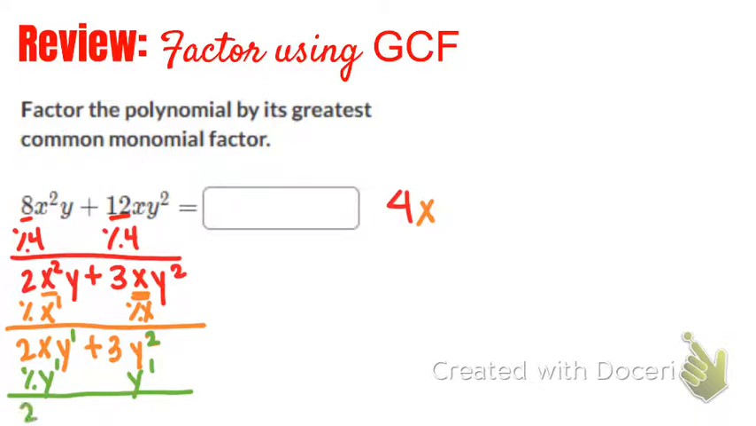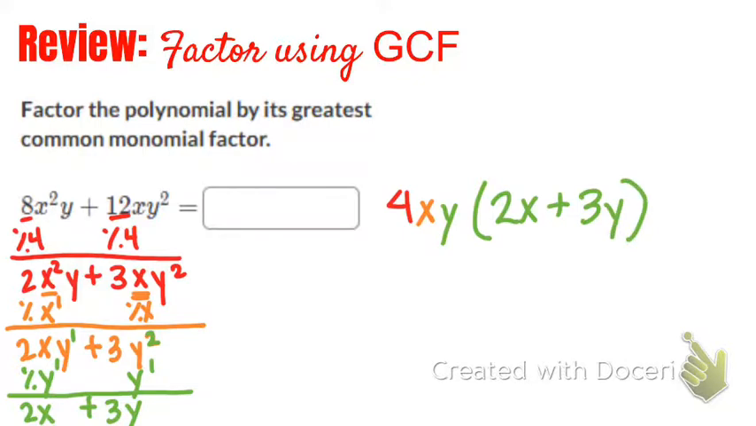So here I'm left with 2x, and then y divided by y is just 1. So I'm not going to put that because 2x times 1 is just 2x. And then here I have 3. Y squared divided by y to the first. Remember, you subtract the exponents. So I factored out a y. So I factored out a 4, an x, and a y. And what was left, in parentheses, I will put the 2x plus 3y. And so that would be the answer.